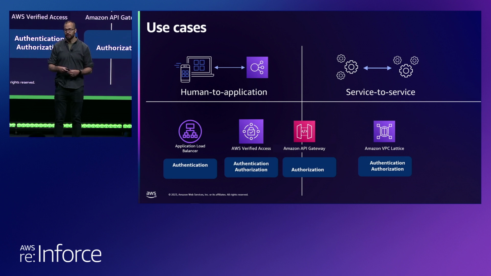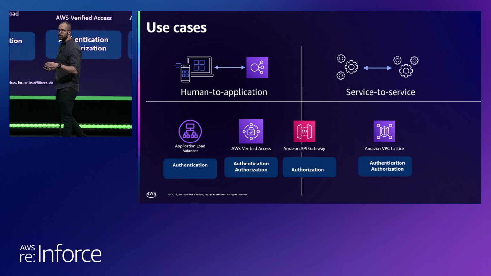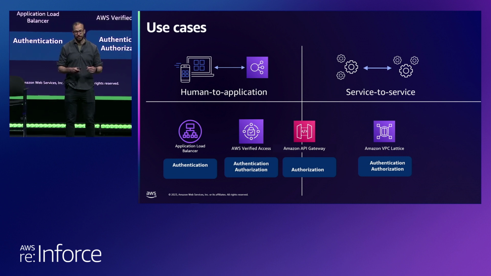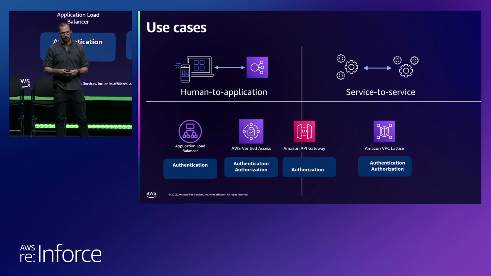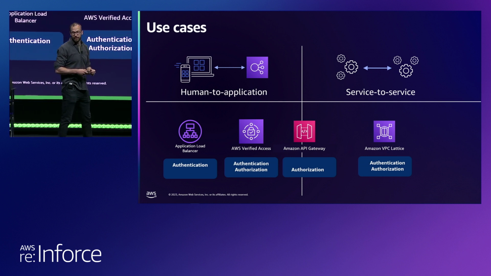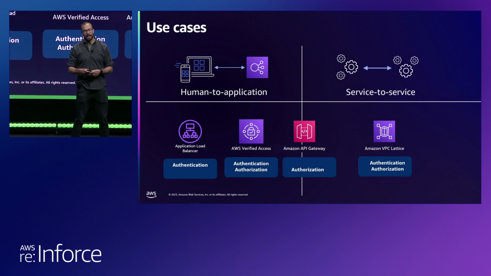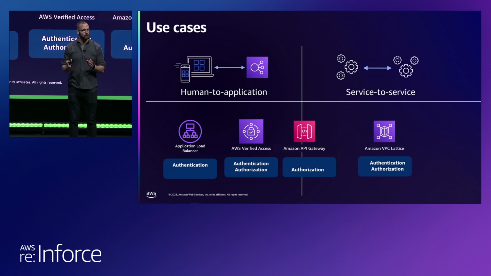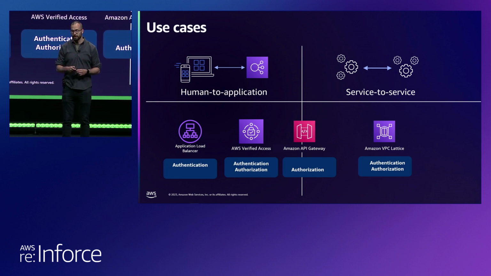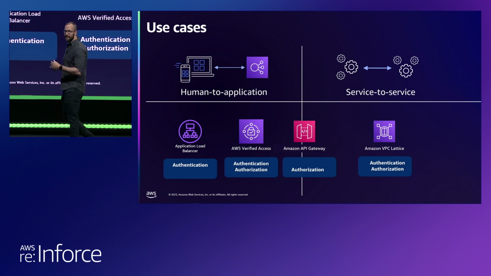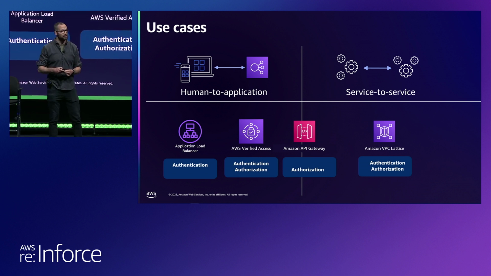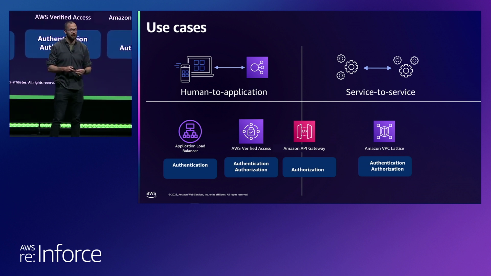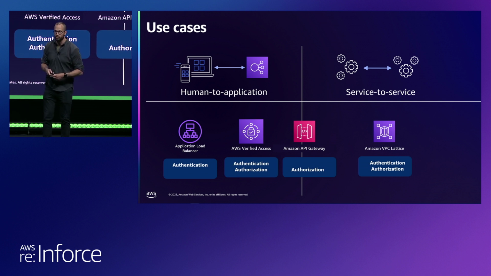And this is just a human-to-application use case. We will also talk about the service-to-service use case, and we'll map out different application networking services to those use cases. So for human-to-application, we're going to talk about application load balancer and authentication. We'll also talk about AWS Verified Access, authentication, and authorization. Amazon API Gateway is kind of in the middle between the use cases, a little bit more on the service-to-service use case. It mostly does authorization, although it has some authentication options as well. And then I'll hand off to Jamie to talk about Amazon VPC Lattice and how it deals with authentication and authorization for service-to-service communication.